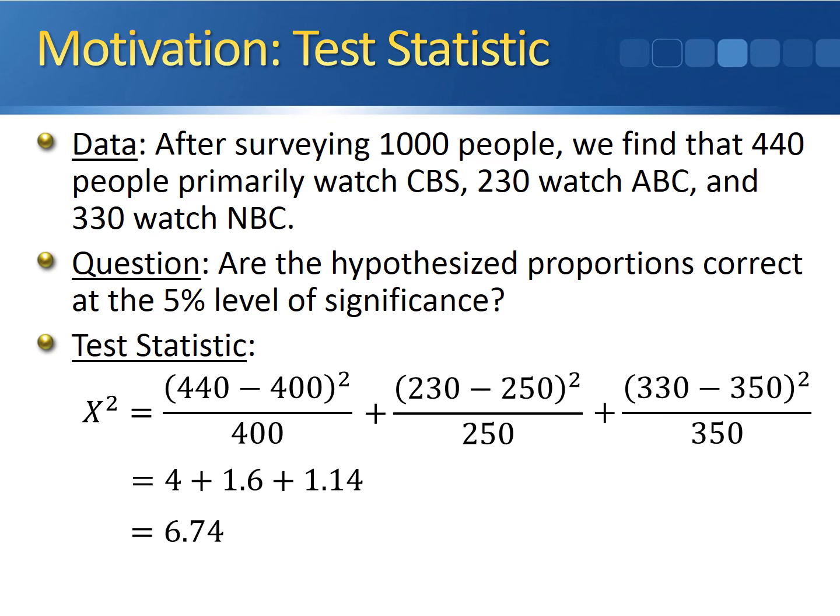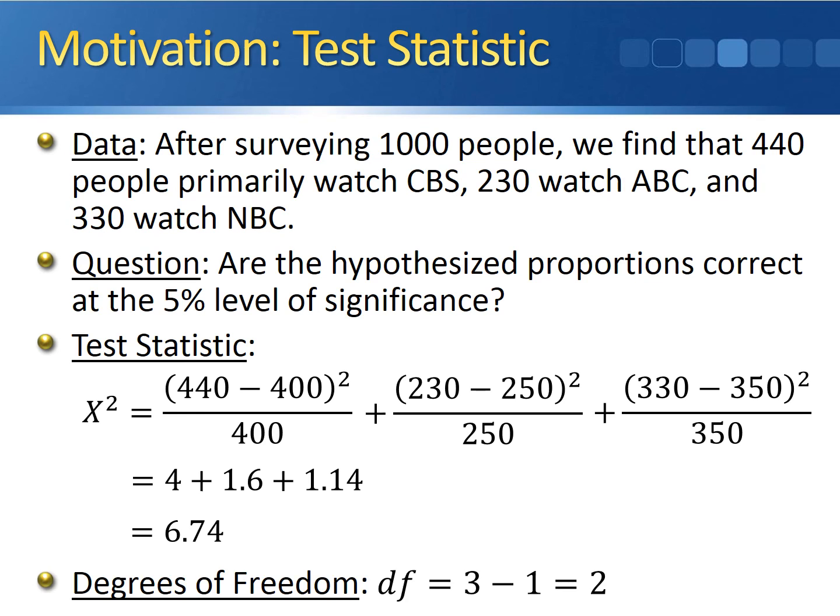The last thing that we need here are the degrees of freedom. The degrees of freedom are calculated by taking the number of categories in the variable and subtracting 1. In this case, our variable has 3 different categories, CBS, ABC, and NBC. Subtracting off 1 gives us 2. So this is a chi-squared test with 2 degrees of freedom.